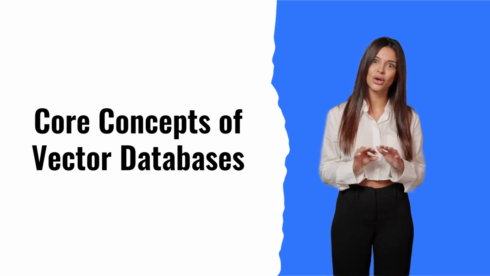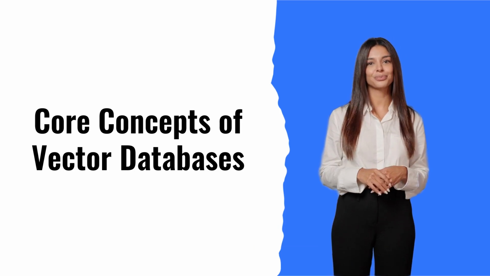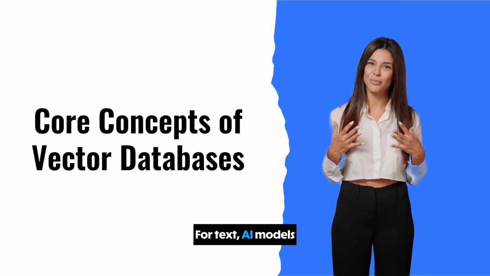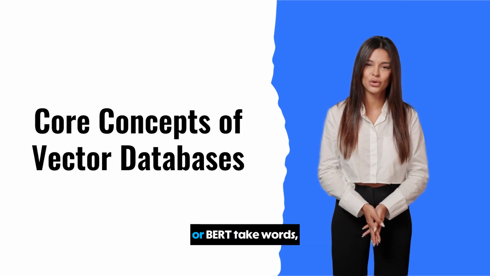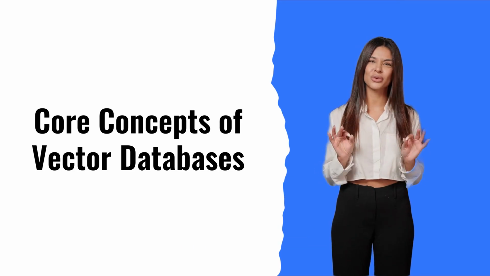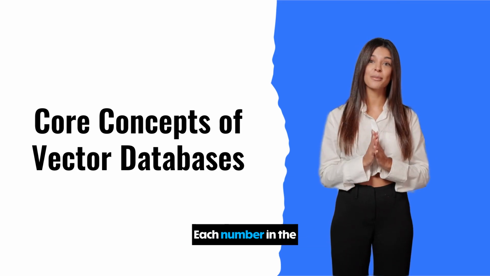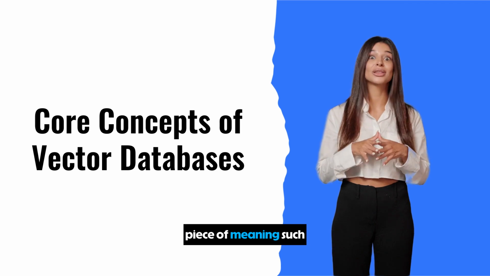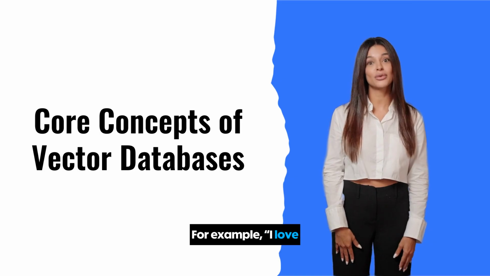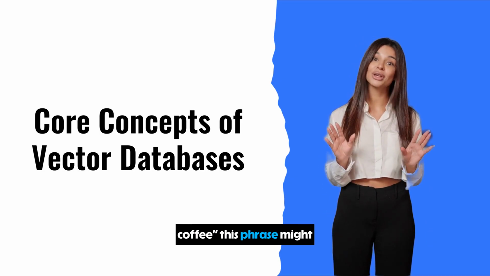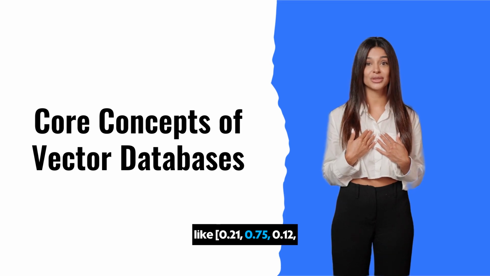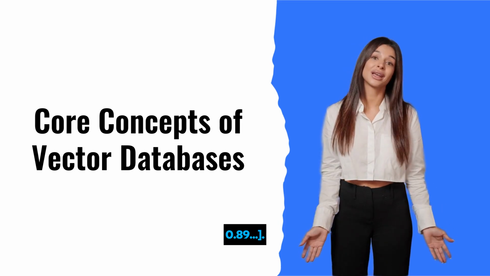How text, images, and audio are converted into embeddings. Let's talk about text embeddings first. For text, AI models like OpenAI's embedding models, or BERT, take words, sentences, or even paragraphs and convert them into vectors. Each number in the vector captures a small piece of meaning such as emotion, topic, or intent. For example, I love coffee. This phrase might turn into a vector like 0.21, 0.75, 0.12, 0.89.